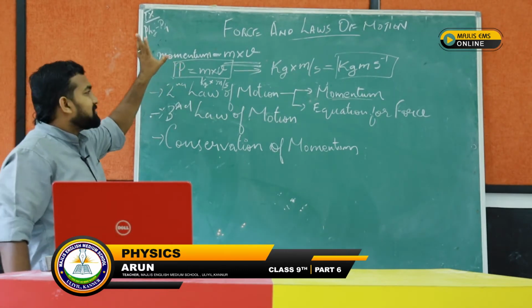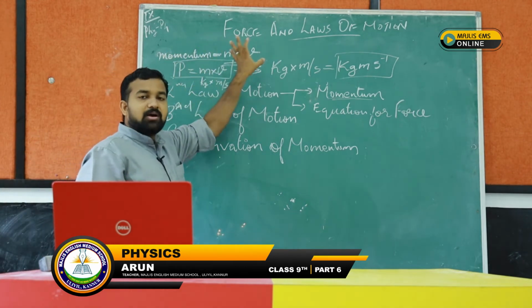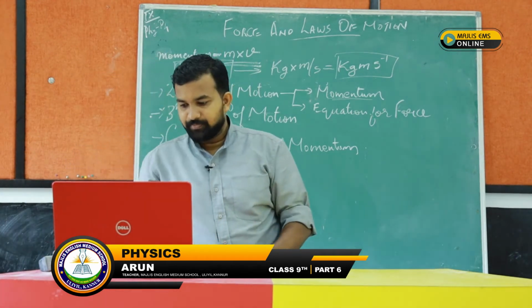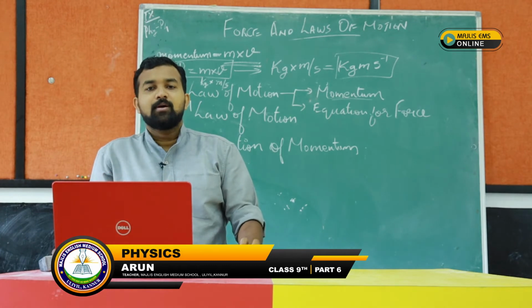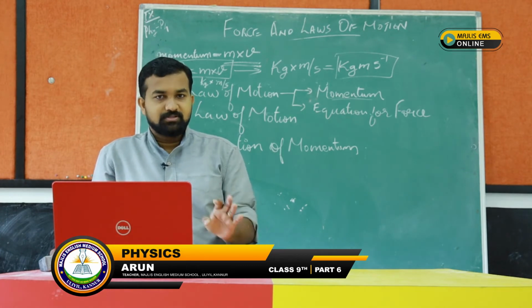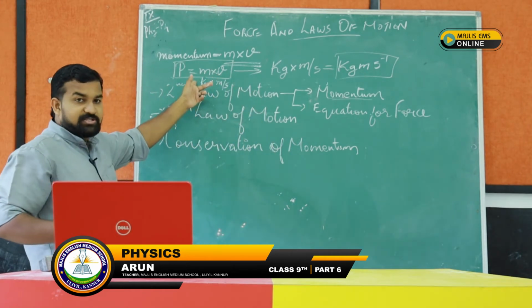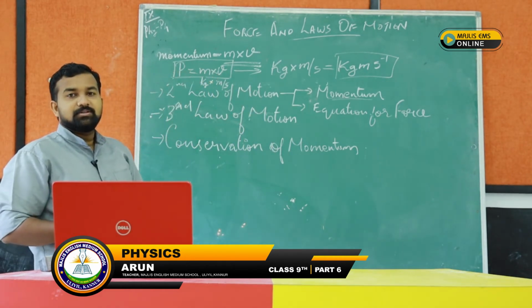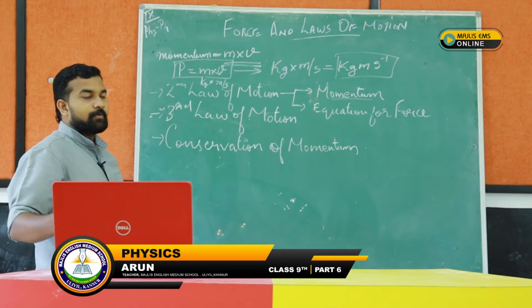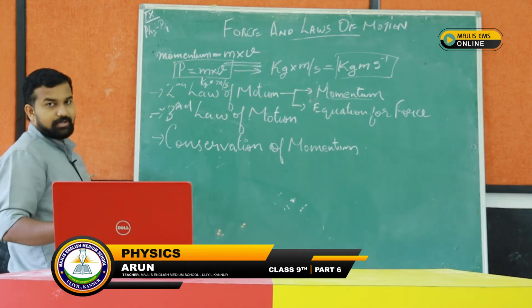So momentum is just the product of mass into velocity. Is that clear? Keep it in mind. Understand it carefully. Study the equation. Momentum is the product of mass into velocity. Clear?